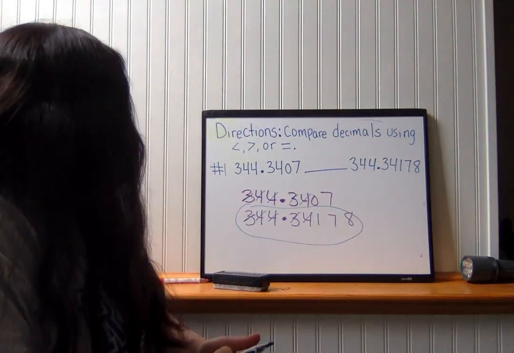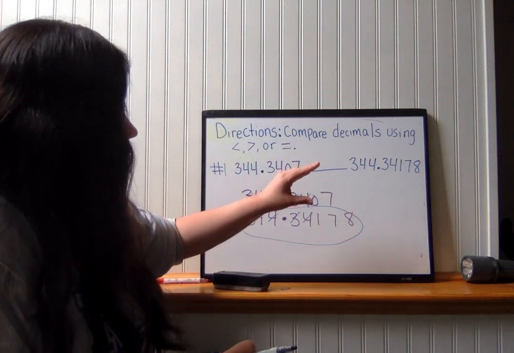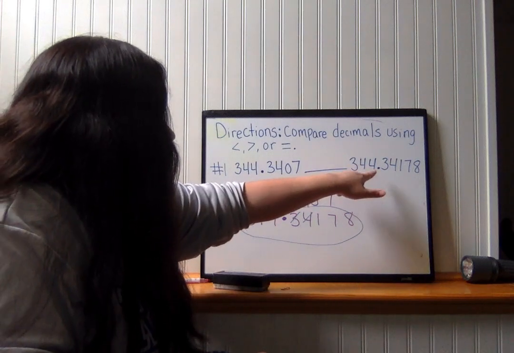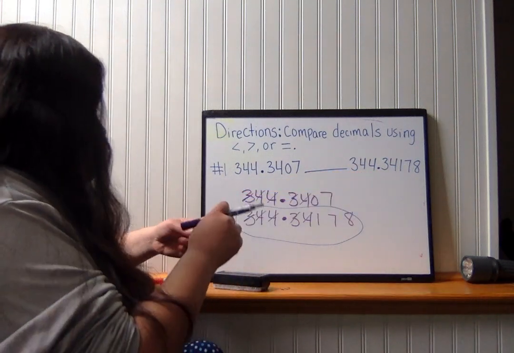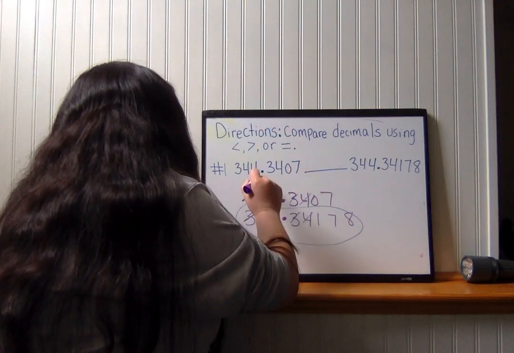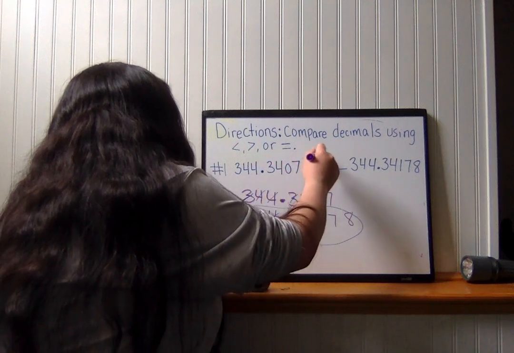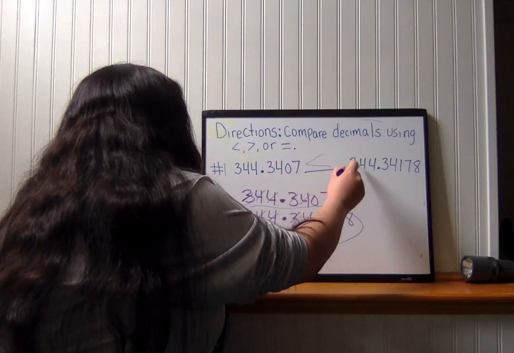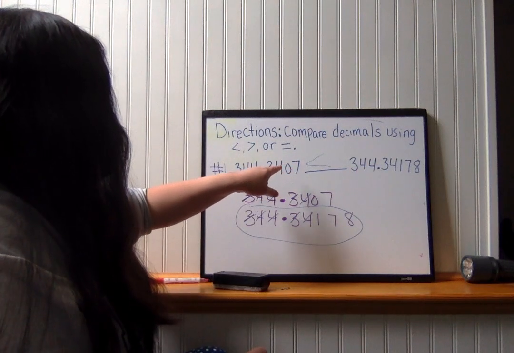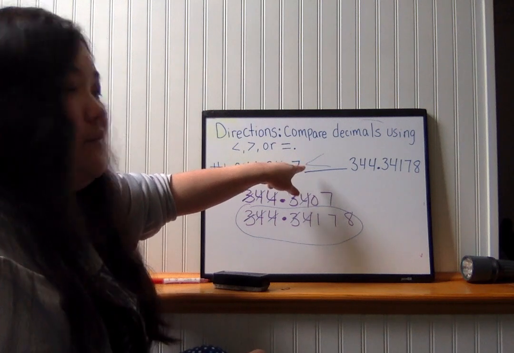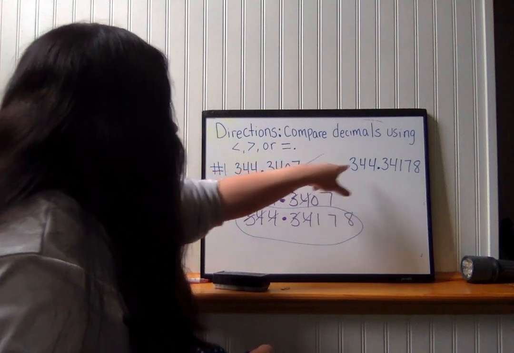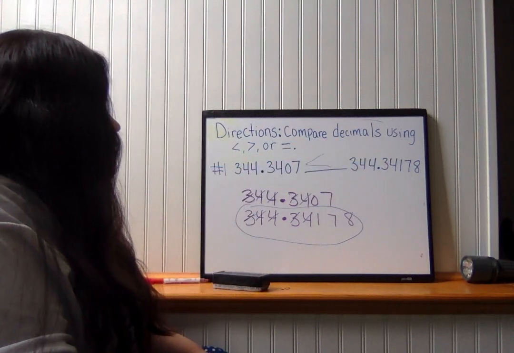That means I need to have my greater than sign, the open part of it, facing towards the bigger decimal, which is 344.34178. So this is how I would fill in number 1. I'd have 344.3407 is less than 344.34178. Notice how the smaller number is facing the closed part of the sign, and the bigger number has that mouth, or the opening part of the sign, facing the bigger decimal. Okay?